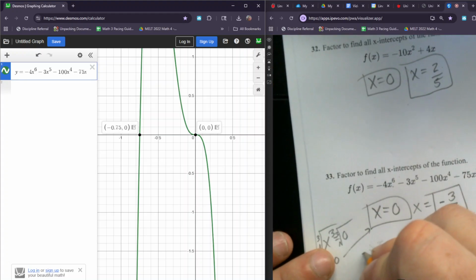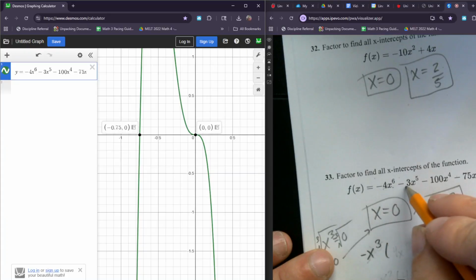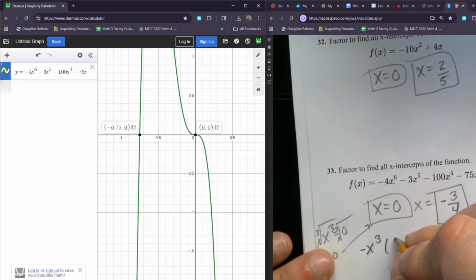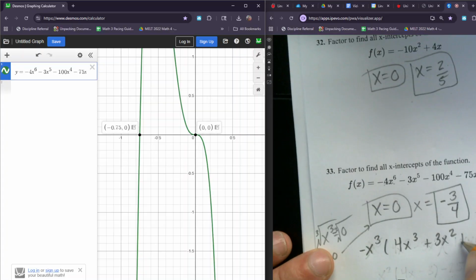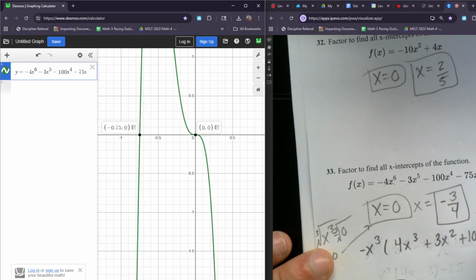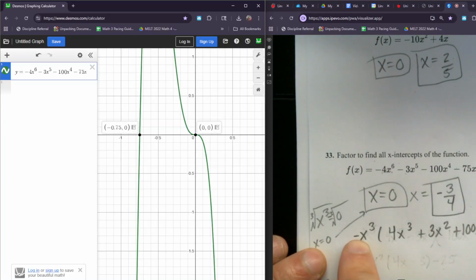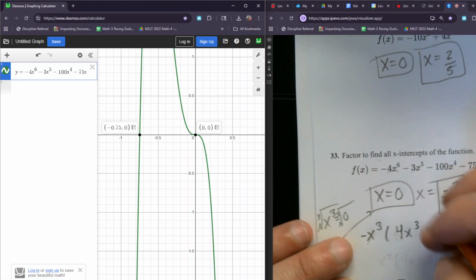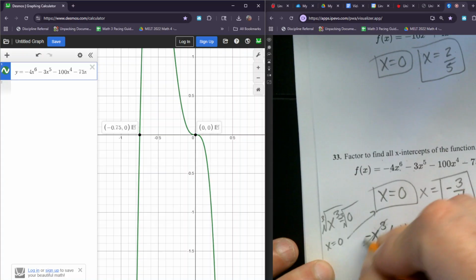Okay, so negative. Now, if I take a negative out, what it's going to do is change all the signs of these. So that's going to be 4x cubed plus 3x squared plus 100x plus 75. So what I did, instead of taking just an x cubed out, I took a negative x cubed. Now that's going to change the signs of each term, which just turns them all positive since they're all negative. All right, now negative x cubed, that's still going to give me 0, so that's gone.